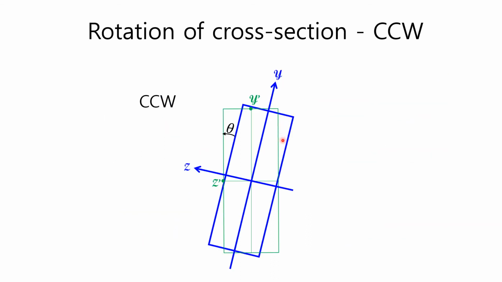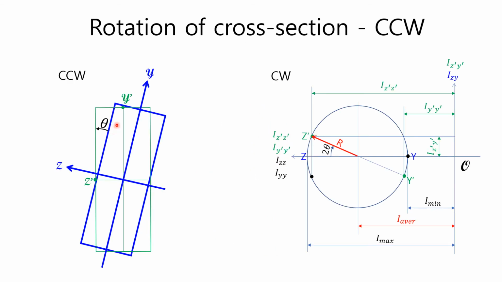This time, the cross-section of the original blue thick line rotated counterclockwise by theta to become the cross-section of the green thin line. Let's see how it appears in the Mohr circle. If an object rotates by theta, it rotates by 2 theta in the Mohr circle, but in the opposite direction.